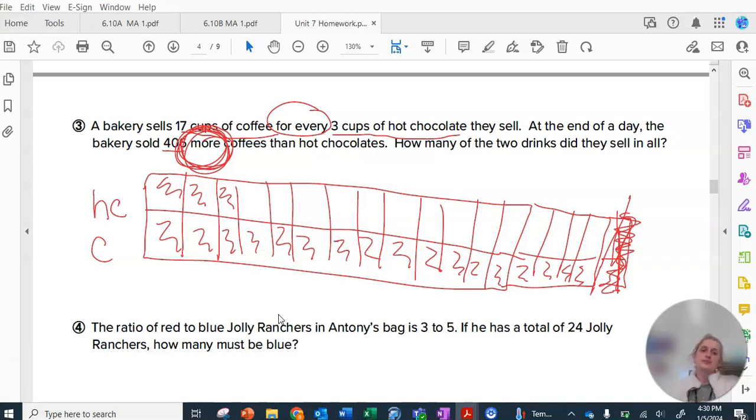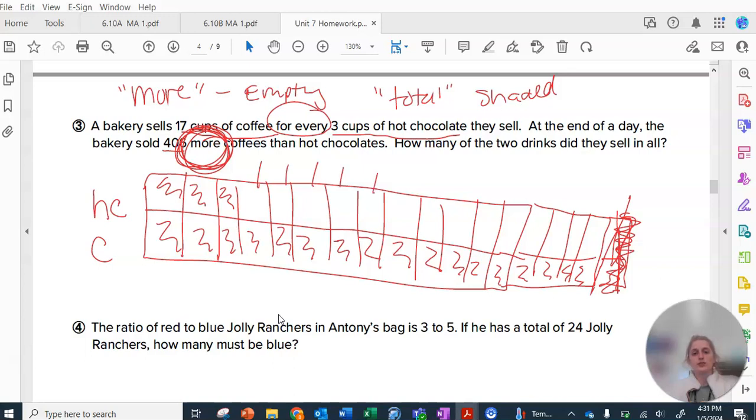Okay, 17. How many more than? Remember, and this is maybe a note you need to write yourself for the whole thing: more than means we're counting the white boxes, the empty ones. Total means we're counting all the shaded. So more than, I have 1, 2, 3, 4, 5, 6, 7, 8, 9, 10, 11, 12, 13, 14. 14 more coffees than hot chocolates.